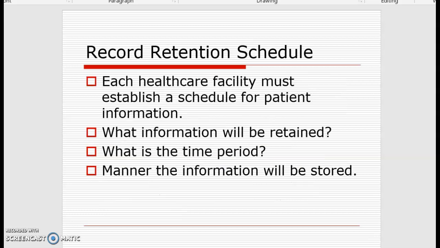Each healthcare facility must establish a retention schedule for information. What information is going to be retained? What is the time period? And how are we going to store that information?